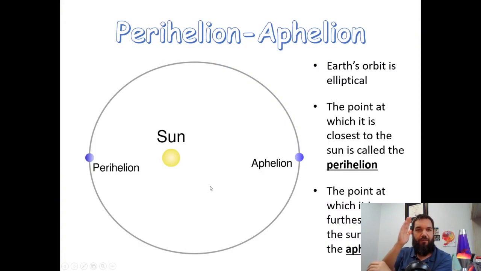You know that our rotational axis is tilted 23.5 degrees relative to our ecliptic line. Okay. So here's the perihelion and aphelion. You know that because we have an elliptical orbit, sometimes we are closer to the sun and sometimes we're further away from the sun. When we're closer to the sun, we call it the perihelion. When we're further from the sun, we call it the aphelion.